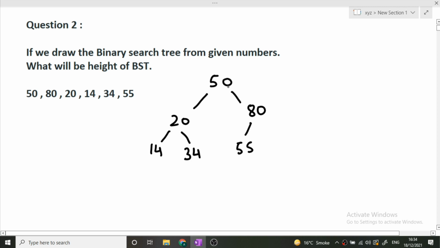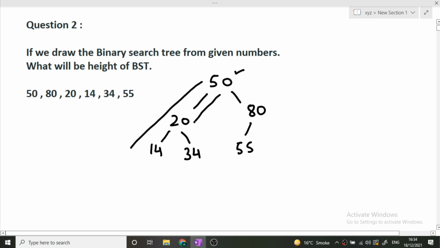Now guys, for finding the height of the BST, first of all, what we have to do is find the longest path. We have to find the longest path from root to leaf. So one such path is like this, that is 50, 20, 14.